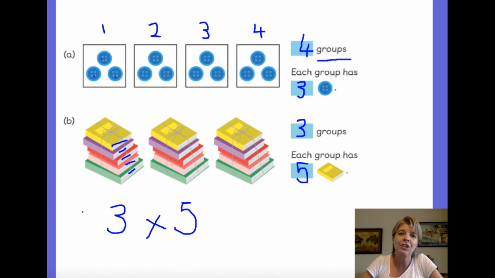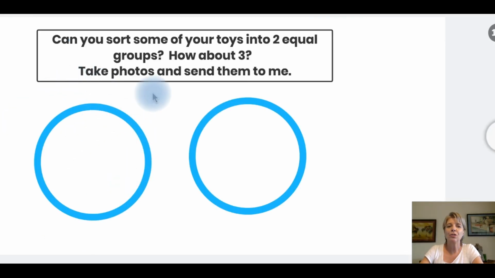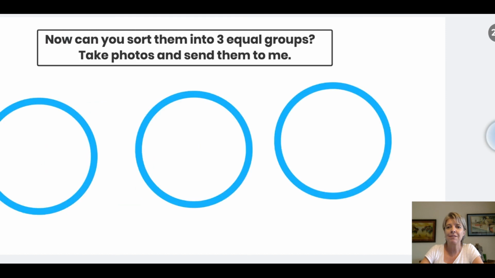Then, when you've finished, I want you to go and get some of your toys and make some groups of toys for me. Let me show you. So first, can you make 2 equal groups? Then, when you've put them in, take a photo. Then, can you put them into 3 groups for me? Let me show you. I don't have any toys at home, but I've got fruit. Let me show you my groups that I made.